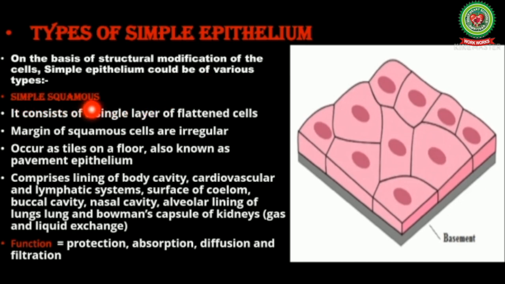Firstly, it is simple squamous. It consists of a single layer of flattened cells. Margins of the squamous cells are irregular. You can see here it has irregular shaped cells that occur like tiles on the floor, also known as pavement epithelium. It comprises the lining of body cavities, cardiovascular and lymphatic system, surfaces of coelom, nasal cavity, alveolar lining of the lungs and Bowman's capsule of the kidney. The main function of simple squamous epithelium is protection, absorption, diffusion and filtration.